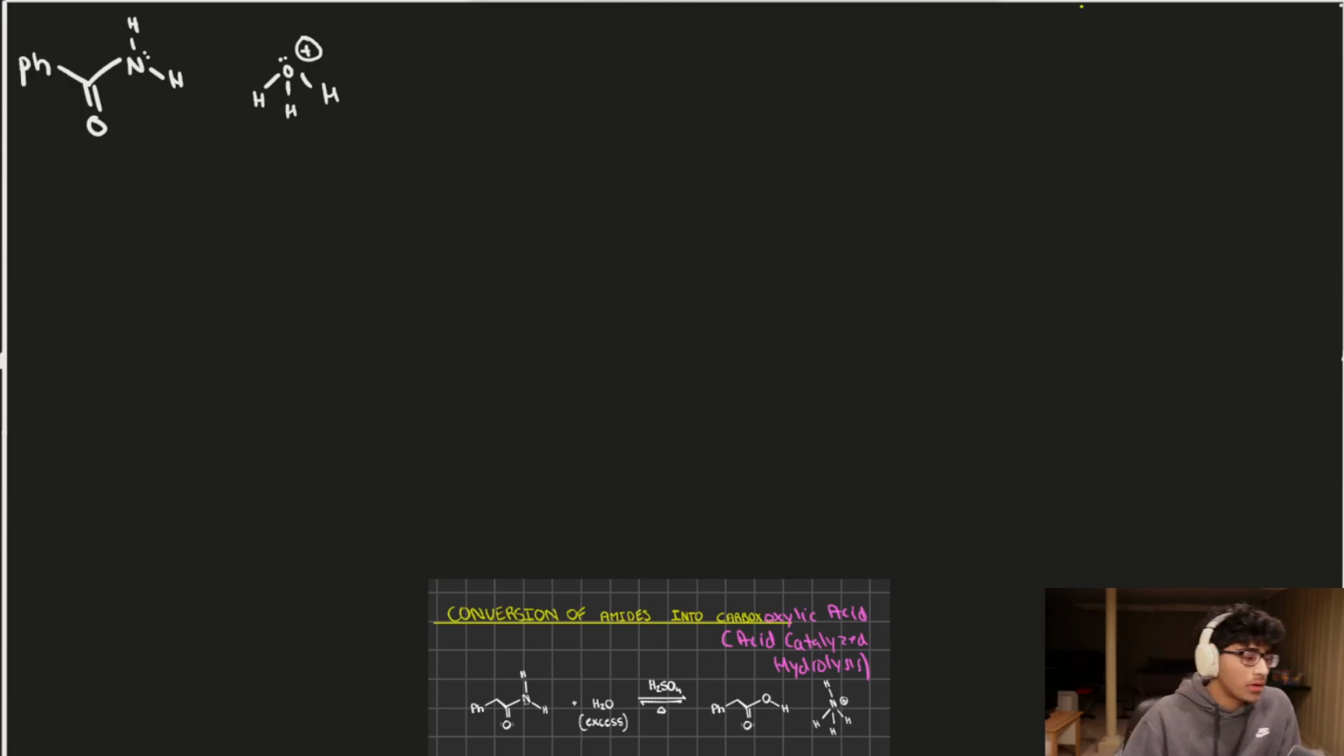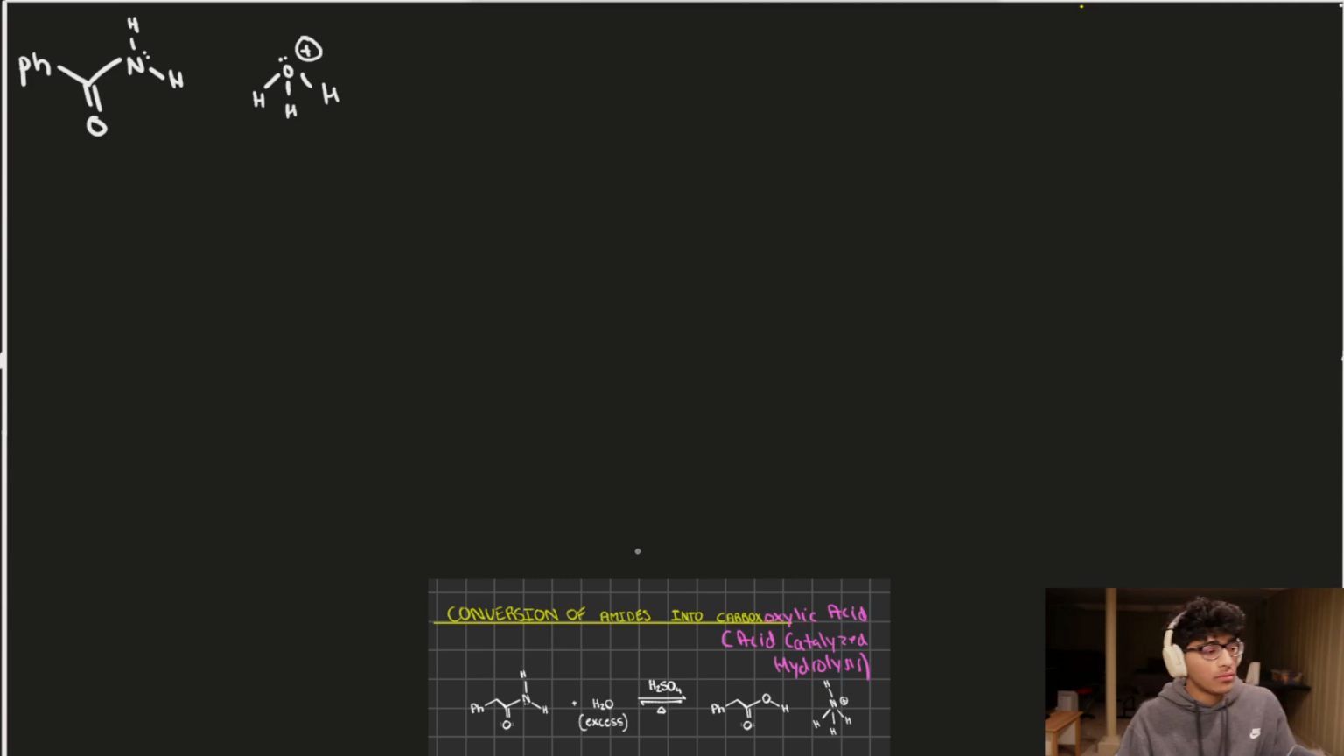Hey, what's up? We're going to be converting this amide into a carboxylic acid. In the previous reaction, we converted a nitrile into an amide. In this reaction, we're converting that amide into our carboxylic acid. I think if you just boil it or add heat, it becomes a carboxylic acid.